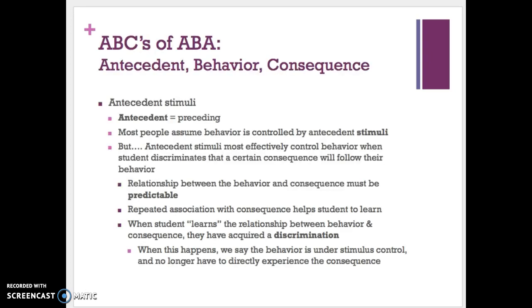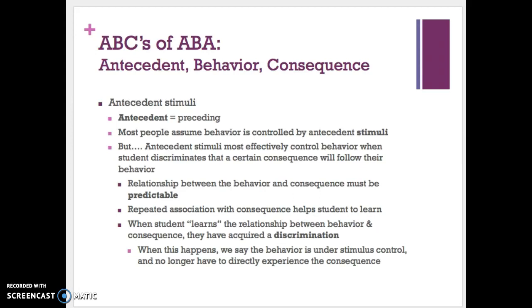So the ABCs of ABA. You've got antecedent, behavior, and consequence. So A for antecedent, antecedent stimuli. Antecedent means preceding. Most people assume behavior is controlled by antecedent stimuli, but antecedent stimuli most effectively control behavior when a student discriminates that a certain consequence will follow their behavior.